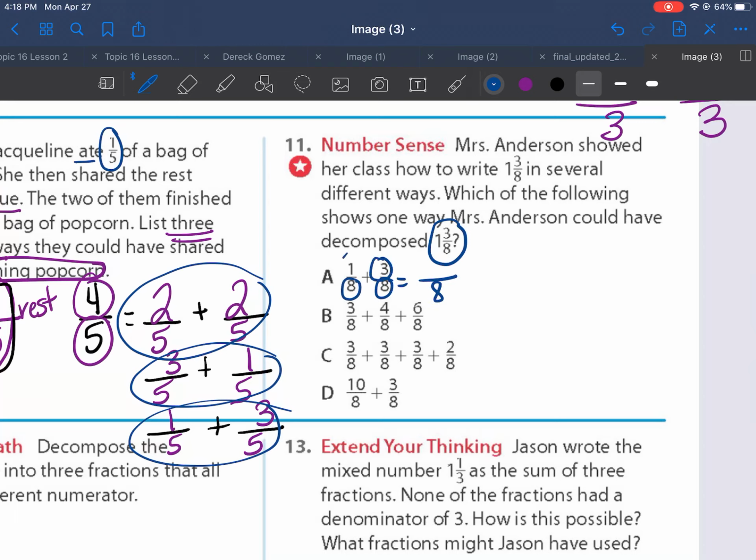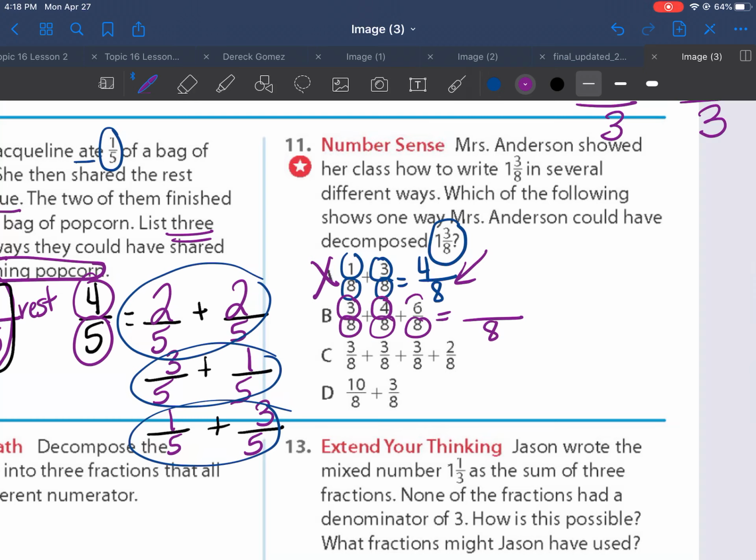So let's look at A. Denominator is going to stay the same. 3 plus 1 is 4. Is this an improper fraction? Is your big brother on top of the little brother? No. So that means I'm not going to have any wholes. So that cannot be my answer.